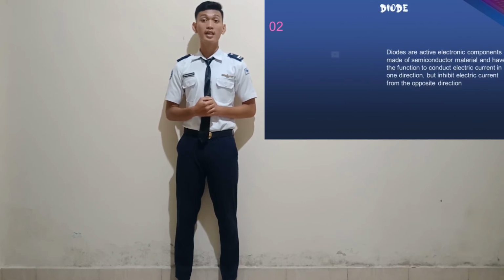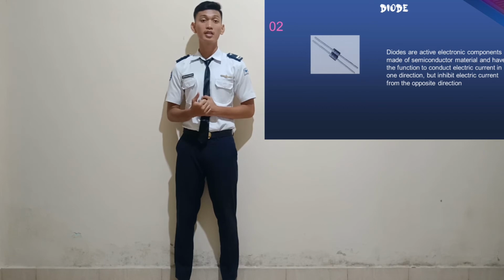Next, the second point, the diodes. What is a diode? Diodes are active electronic components made of semiconductor material that have the function to conduct electric current in one direction, but inhibit electric current from the opposite direction.